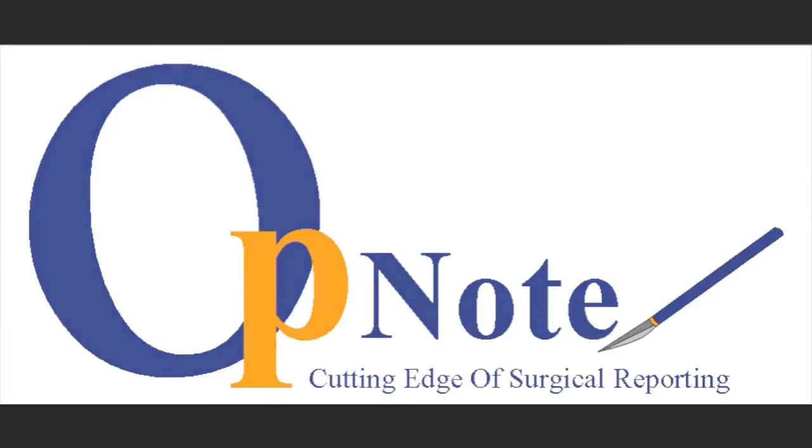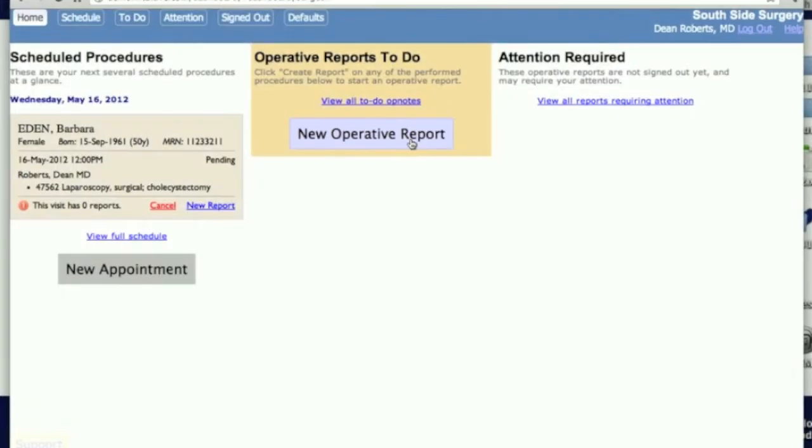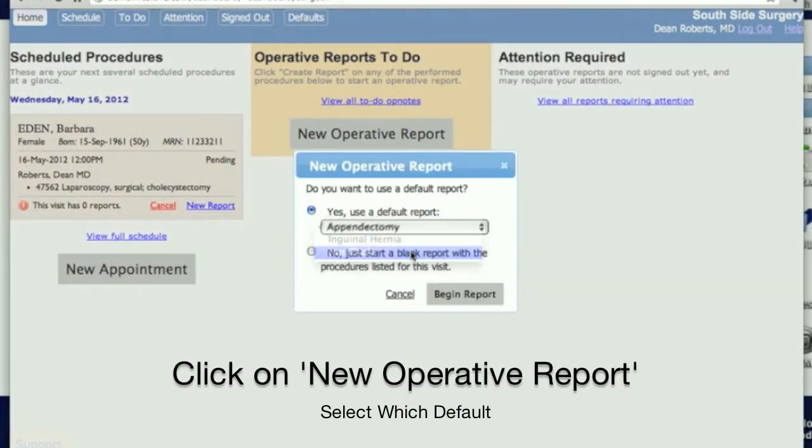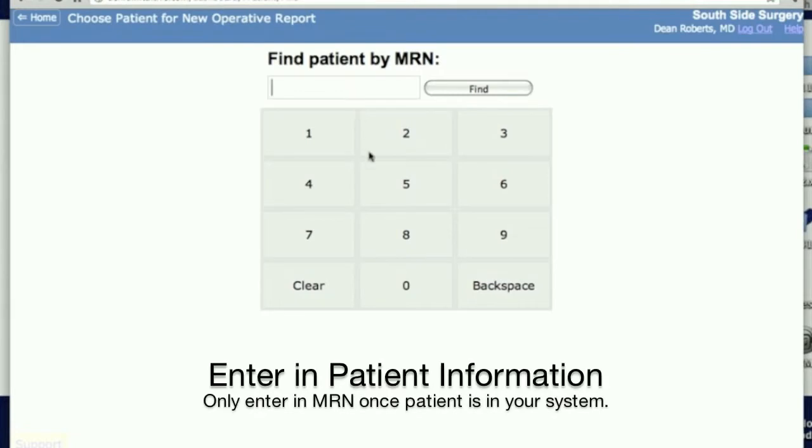How do I create a new report in OpNote? This is how to create a new report. This is using defaults and when you don't want to use an appointment. First, you're going to click on New Operative Report, select the default you want and hit Begin Report.